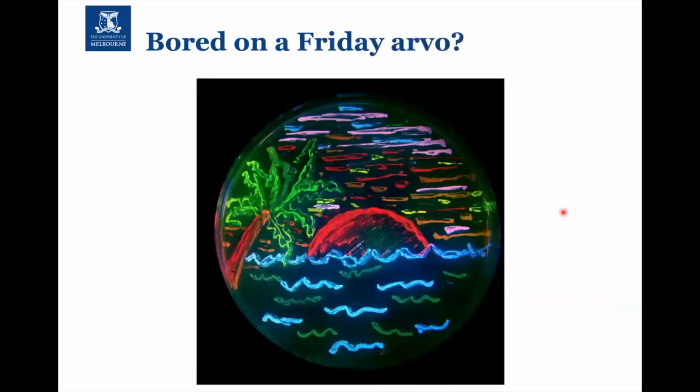One of the fun things you can do if you're bored on a Friday afternoon and you have access to them all: this is a petri dish with bacteria expressing fluorescent proteins of different colors. So you can have your own little art project. This is actually out of the Chen lab. This is an example of the different colors of fluorescent proteins that they have available.